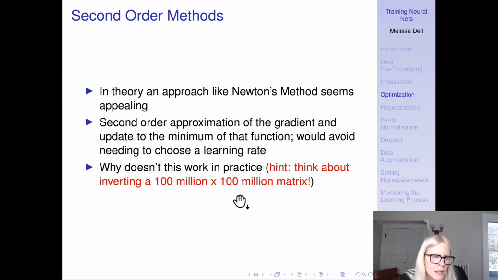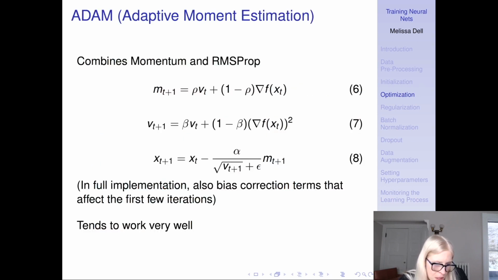All right, so you might be asking, why don't we use second order methods, like Newton's method? We could take a second order approximation of the gradient and update to the minimum of that function, and then we could just avoid altogether needing to choose a learning rate. Well, to think about why people don't do that, think about inverting a 100 million by 100 million matrix, or at the extreme, a 75 billion by 75 billion matrix. That's obviously not realistic. And so in practice, second order methods in deep learning are just completely infeasible. And in practice, you're very likely to use Adam.